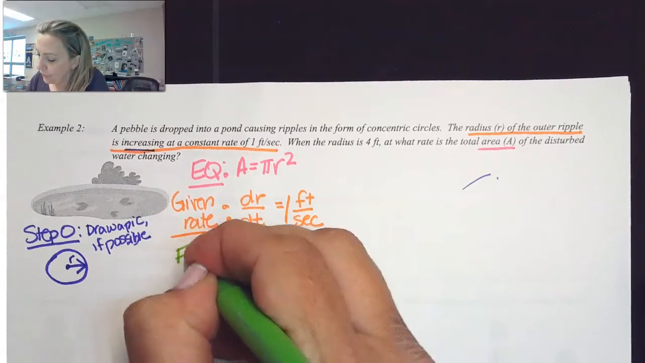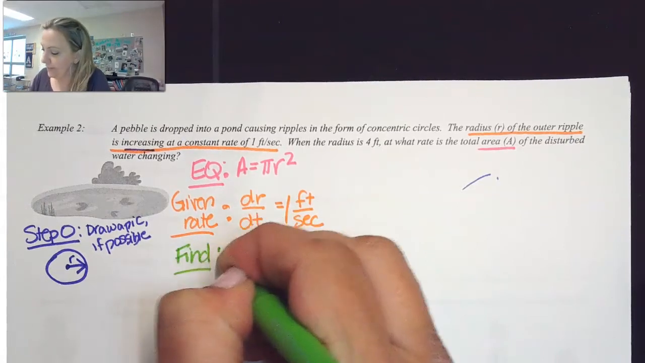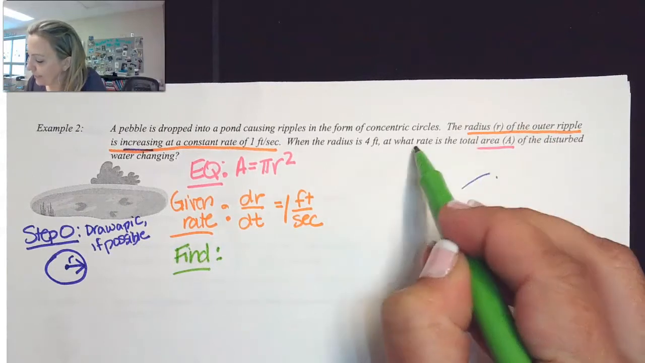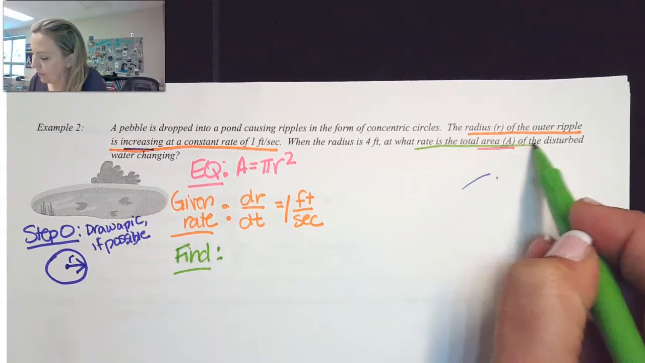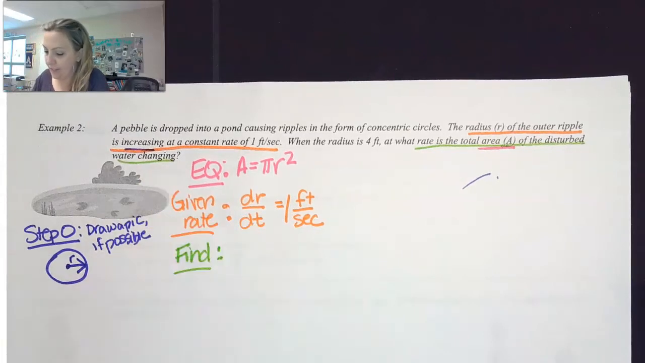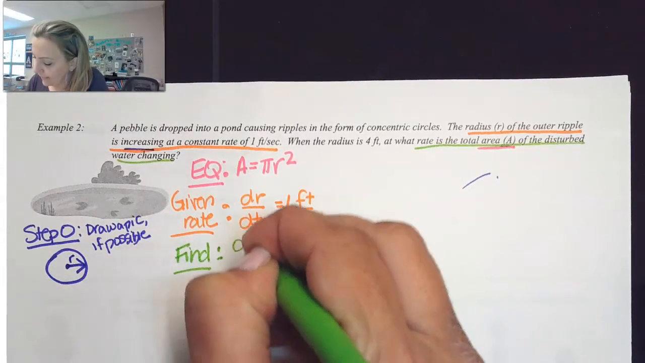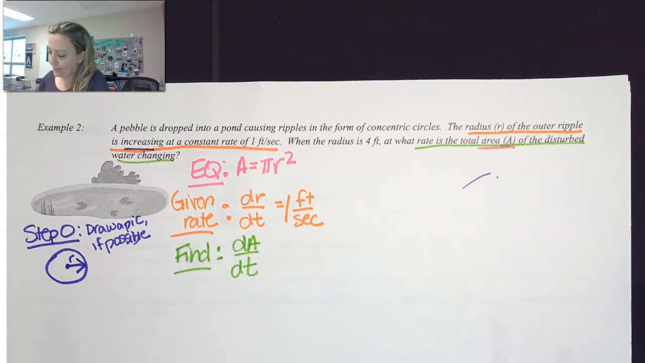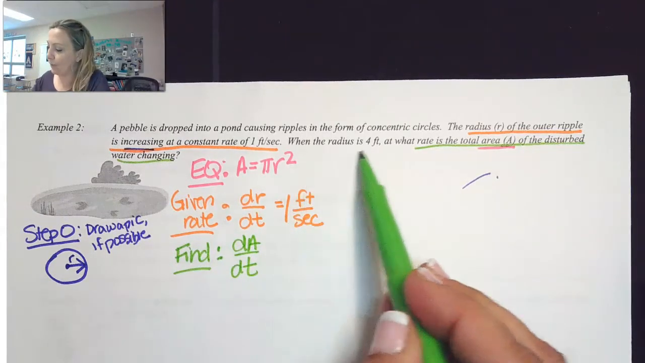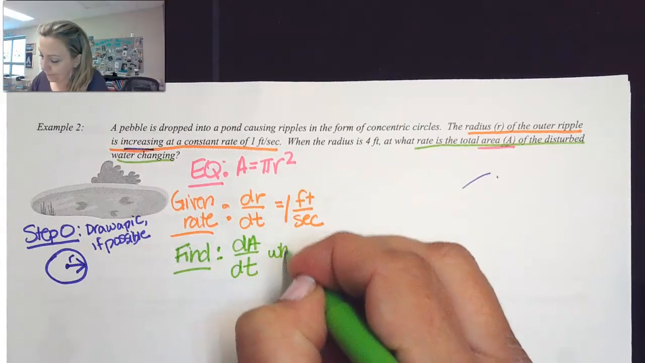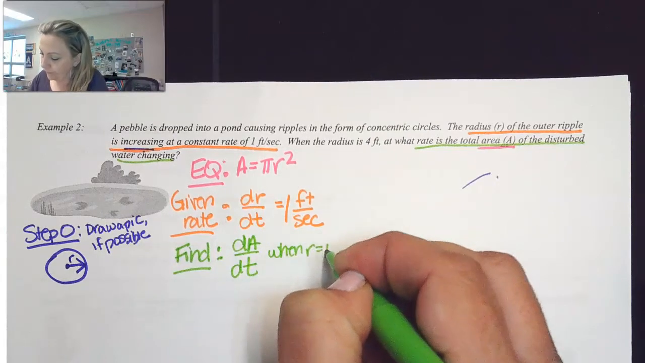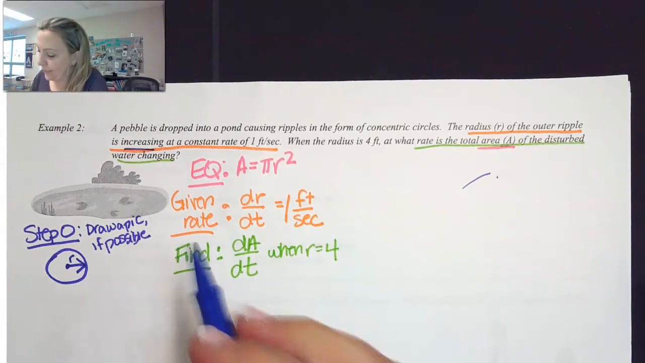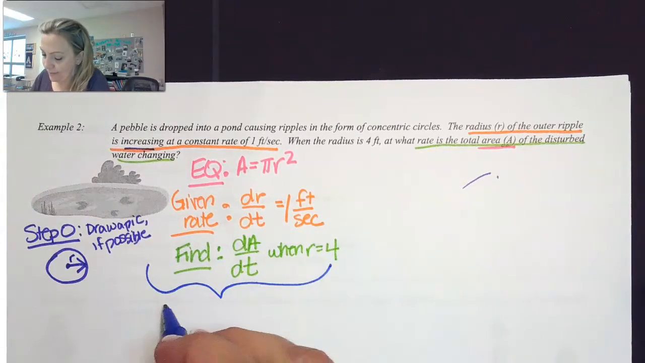And now we're going to look at what we're supposed to find. Again, this wants us to find the rate that the area of the water is changing. So this wants us to find dA dt. And specifically, notice that they refer to finding that when the radius is 4. So all of this is what we're going to be doing in what I renamed as step 1.